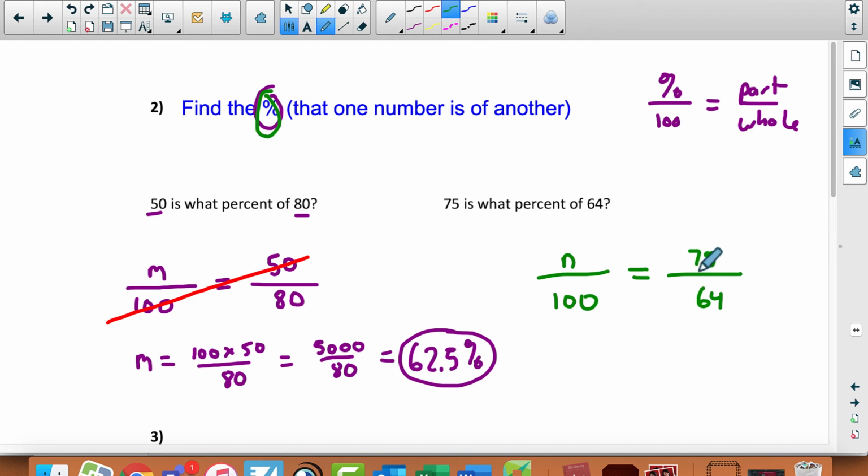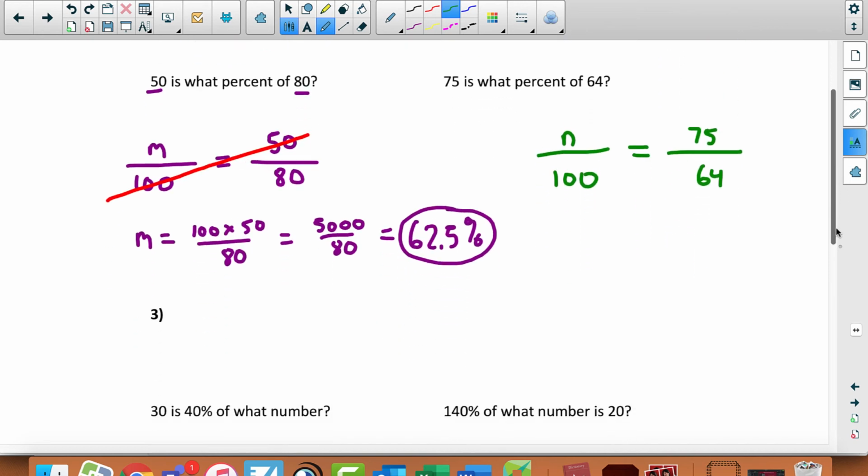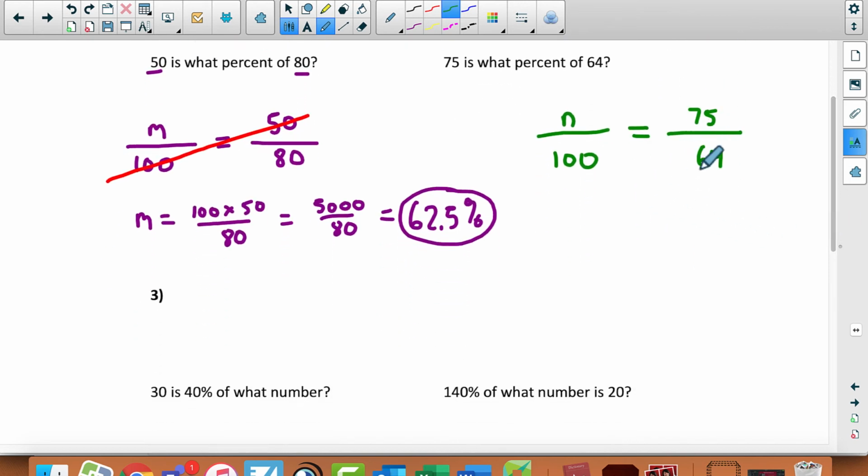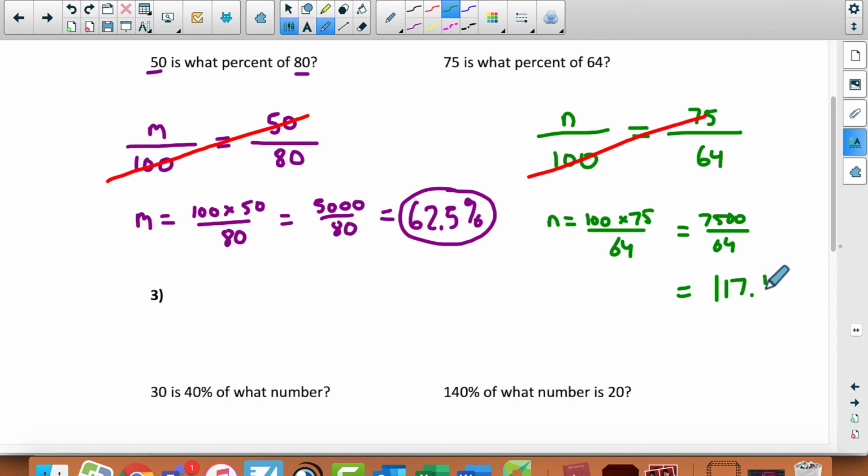So think about this. If you got a test and you got 75 out of 64, first of all, good for you. And second of all, your percentage must be more than 100. You did better than 100%. So we better get an answer that's more than 100 here. So we're going to multiply those two together this time. N equals 100 times 75 divided by 64. So that's 7,500 divided by 64. And you end up with 117.19%, rounded to 2 decimal places. Yep, it's more than 100%, which is what you would expect when the part is more than the whole.